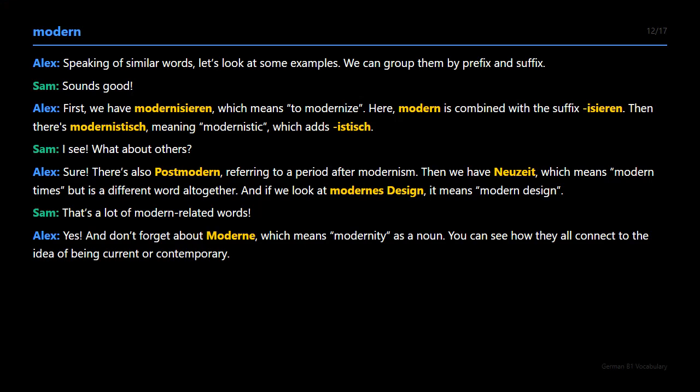And if we look at modernes Design, it means modern design. That's a lot of modern-related words. Yes. And don't forget about moderne, which means modernity as a noun. You can see how they all connect to the idea of being current or contemporary.